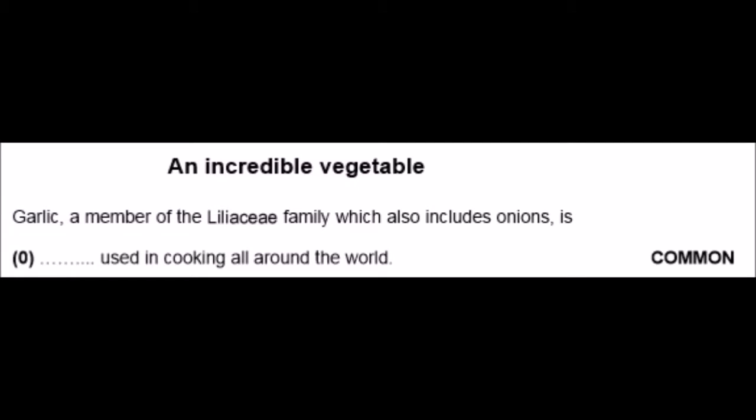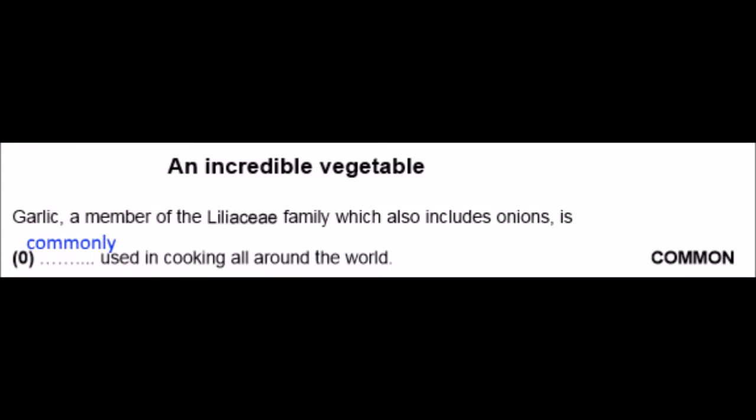Here's the tip. Try reading the sentence and forgetting that there's a gap in there at all. Does the sentence still make sense? Well, let's try it. Garlic, a member of the Liliaceae family, which also includes onions, is used in cooking all around the world. That sentence is perfectly fine. So if a sentence makes complete sense even when you ignore the gap, then maybe that's a clue that you need an adverb.